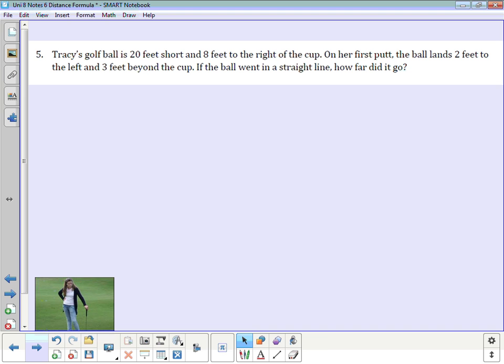So I'm going to start off by drawing a picture because I think it'll help us to see what's happening here. So here's the cup that she's trying to get the ball in. Now at the beginning, her ball is 20 feet short, so she's 20 feet in front of the cup, and 8 feet to the right. So if she's standing looking at that cup, then she's 8 feet down here.